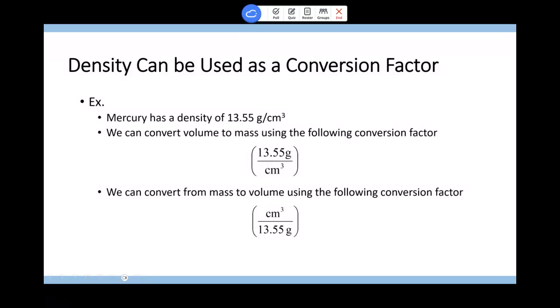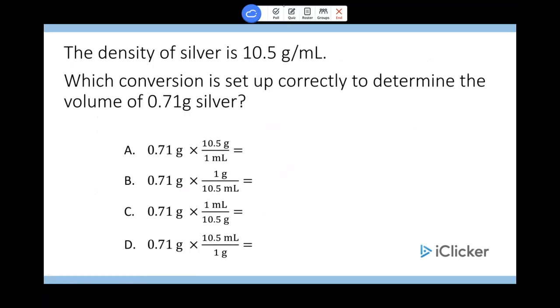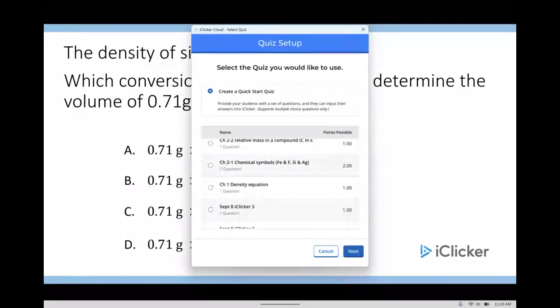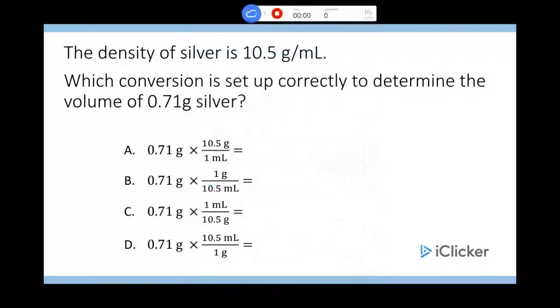So we have, I think, first an iClicker question. Yes, so let me start this. This question will be pushed to your devices. We have 0.71 grams of silver and the density of silver. How would you find the volume of that 0.71 gram sample?